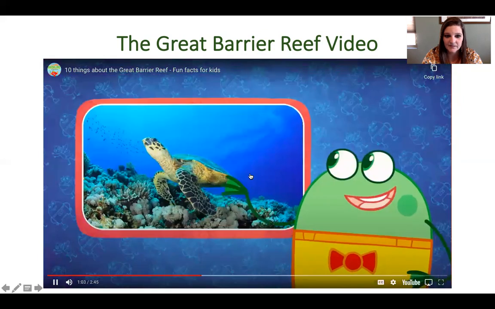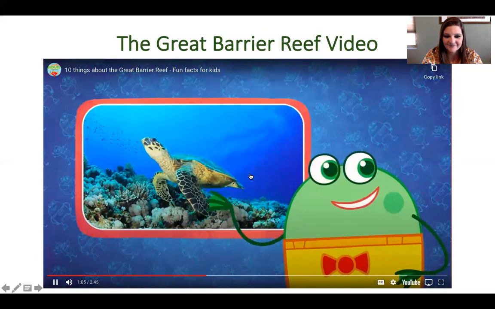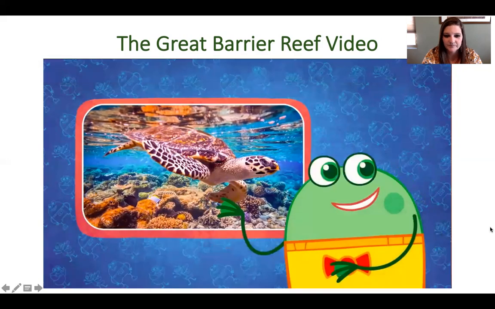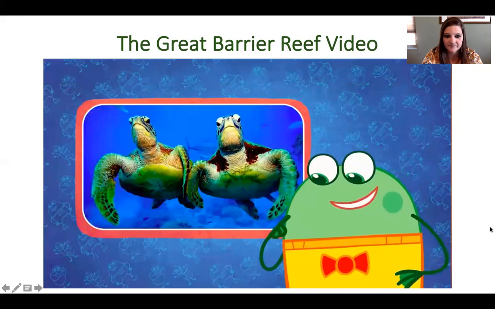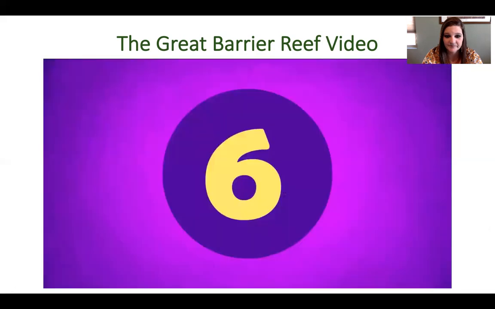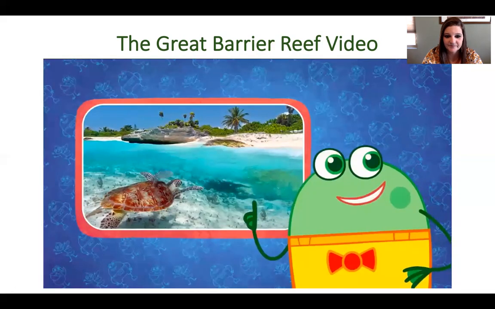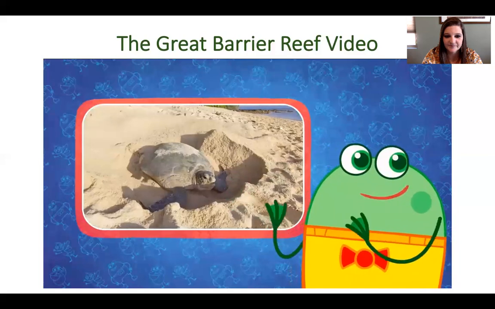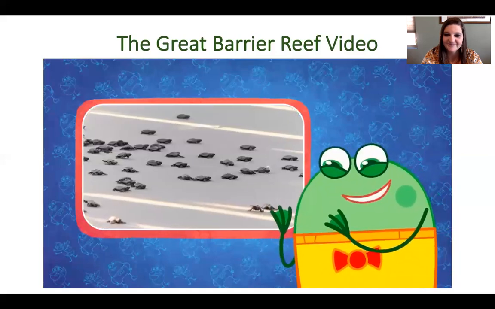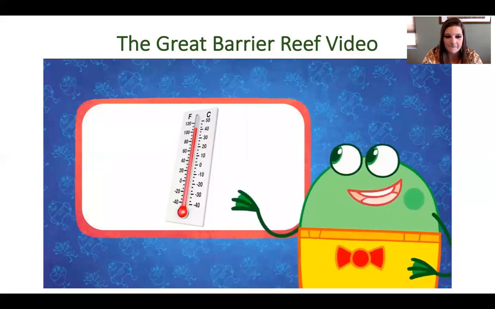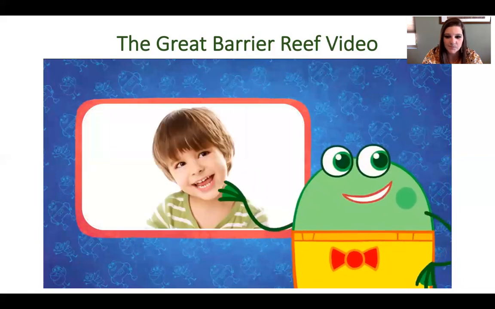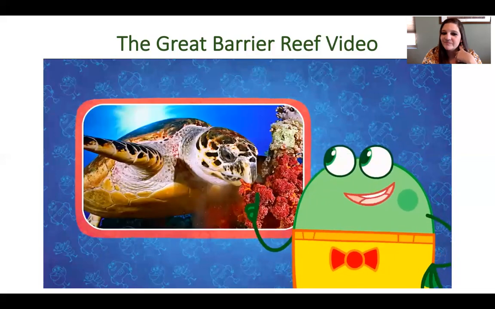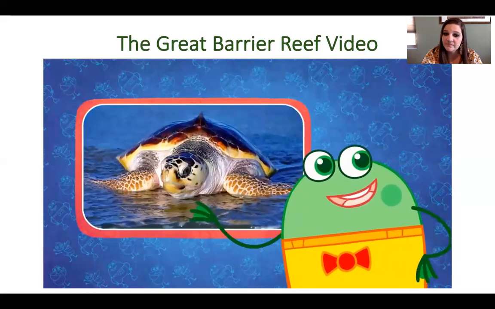5. Sea turtles love hanging out at the Great Barrier Reef. 6 out of 7 species of sea turtles can be found here. That's like nearly all of them. 6. Sea turtles lay their eggs on the sandy beaches of the Great Barrier Reef. After a few months, cute little baby sea turtles hatch. The temperature of the sand affects whether the hatchlings are boys or girls. Cool sand makes boy sea turtles, while warm sand makes female sea turtles.